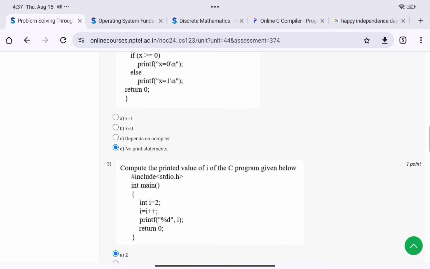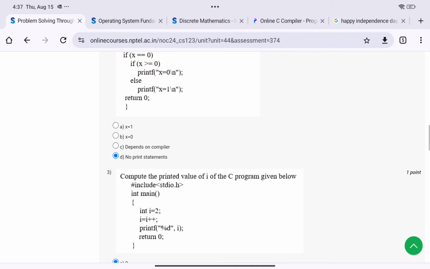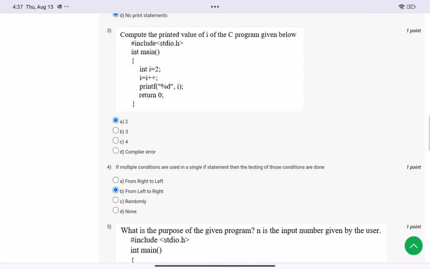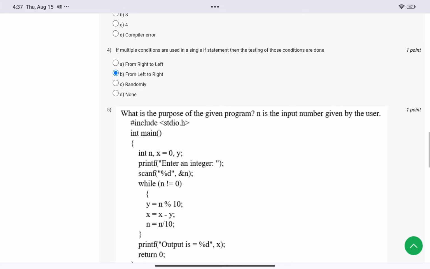Second question, solve this one. int i is equal to 2, i is equal to i plus plus. So here i is equal to i plus plus, so it will print 2, and after that i is equal to 3. If we check, the same answer is there. Later we will show the answers. So the answer is 2. If there are multiple commands in the conditional statement, then it will work from left to right, not right to left.